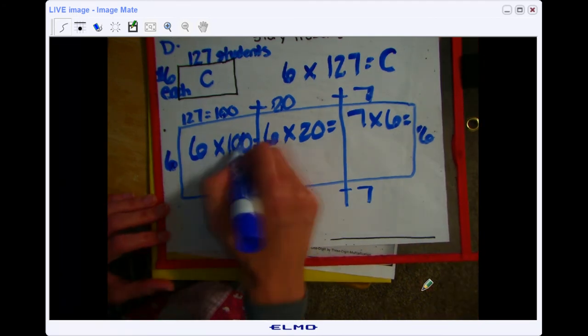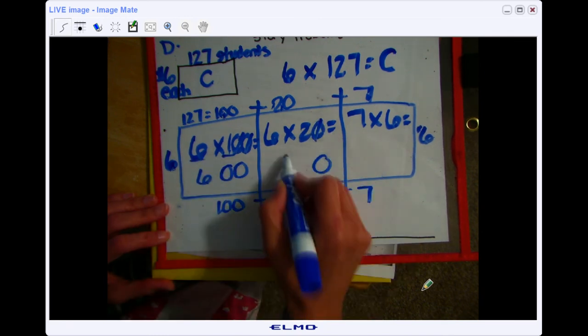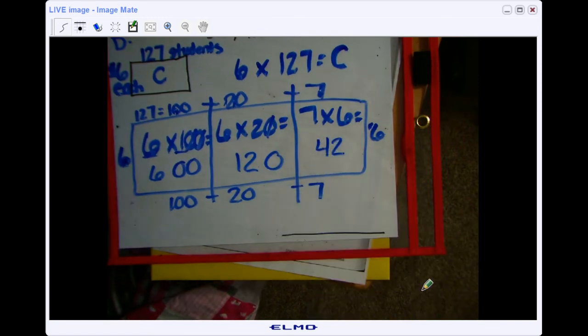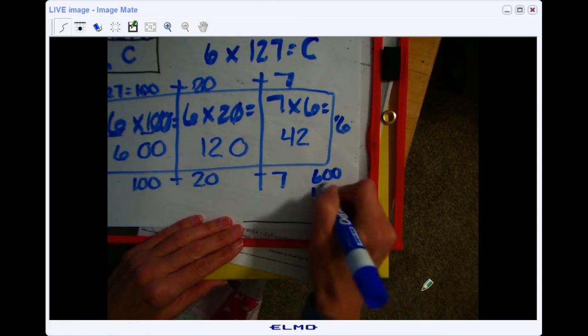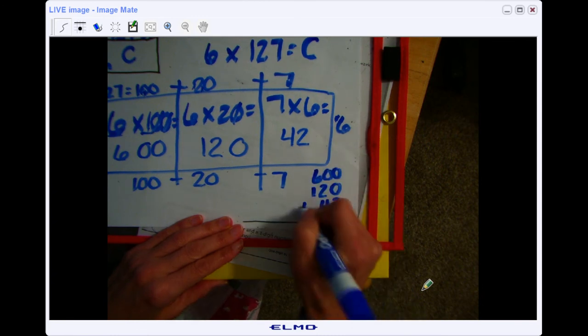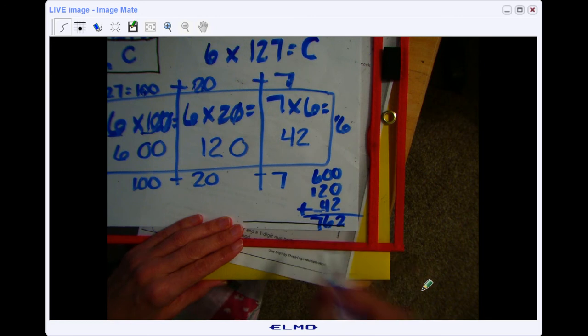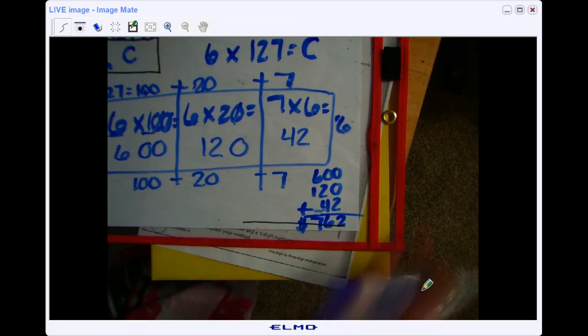100 is going to have 2 zeros. 6 times 1 is 6. 1 0 for my tens, and 6 times 2 is 12. 7 times 6 is 42. And then I'm going to add those together, 600, 120, and 42. And when I add those together, I get 762. $762. Let me make sure I have all of my deal.